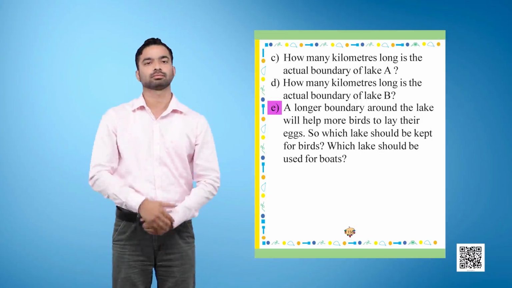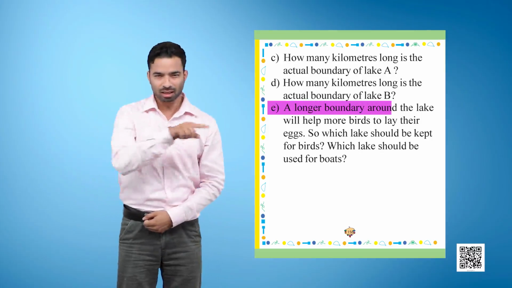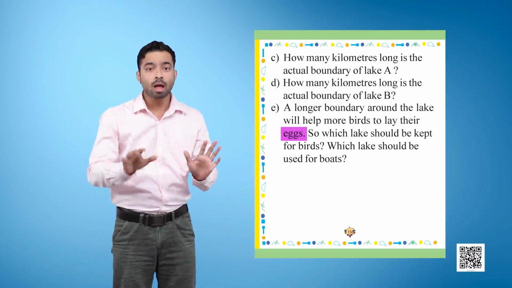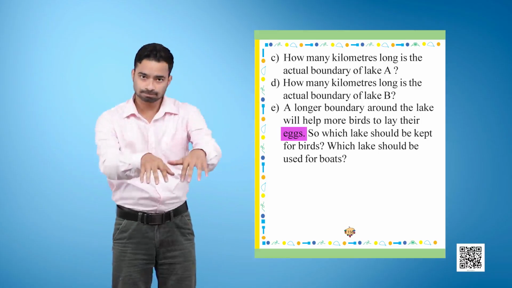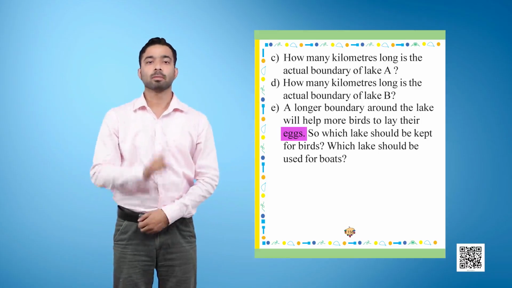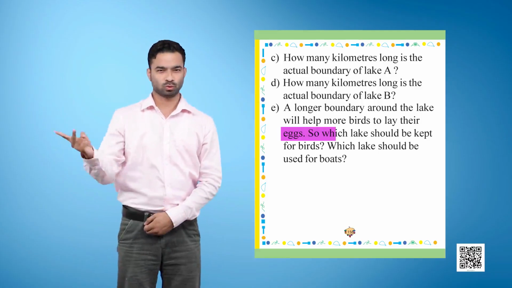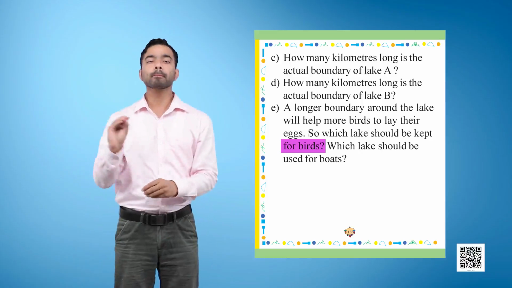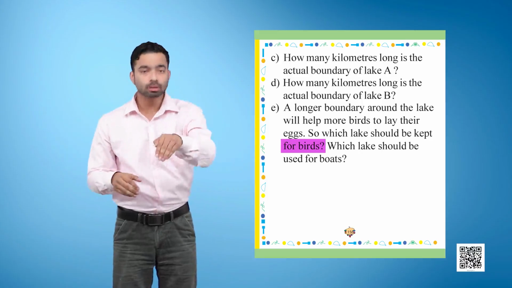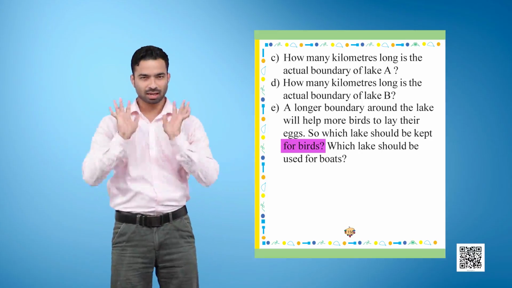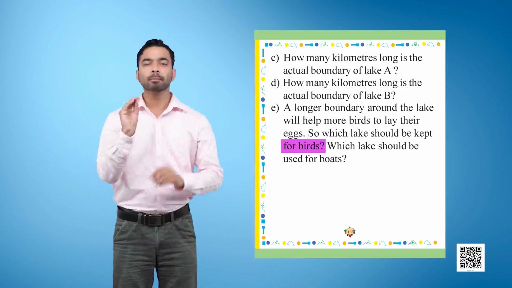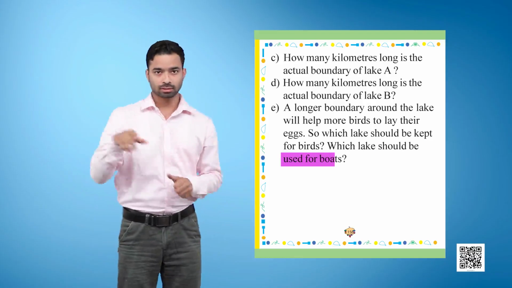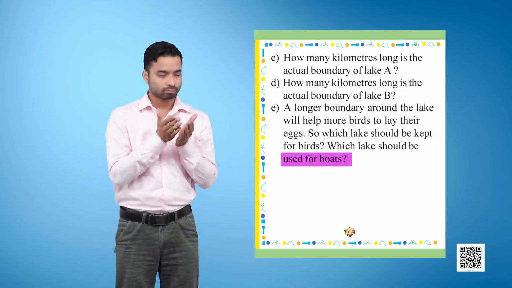E. A longer boundary around the lake will help more birds to lay their eggs. So, which lake should be kept for birds? Which lake should be used for boats?